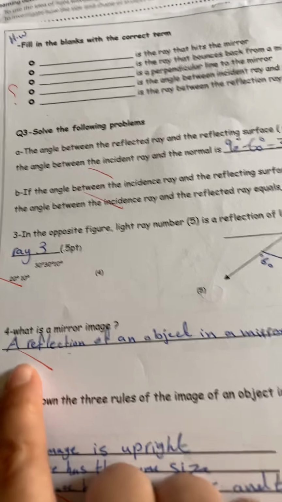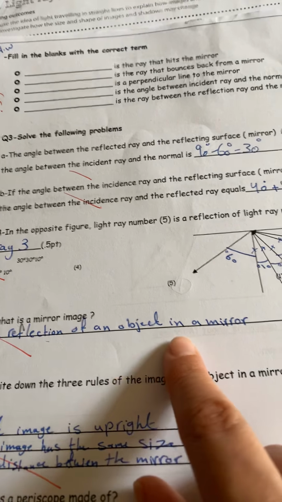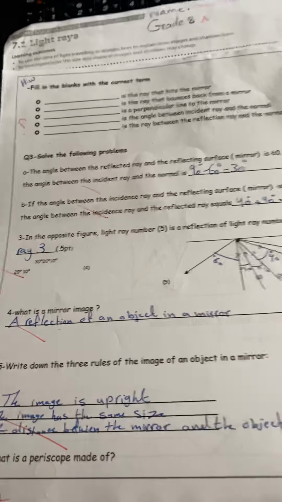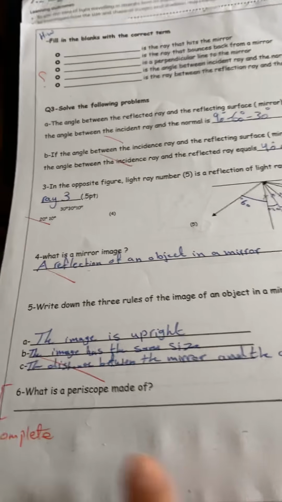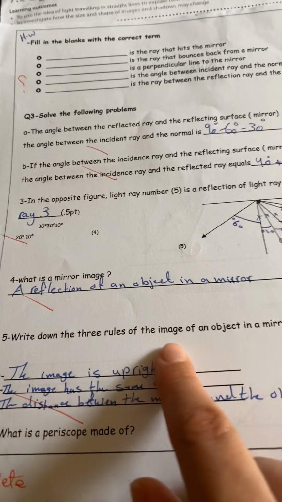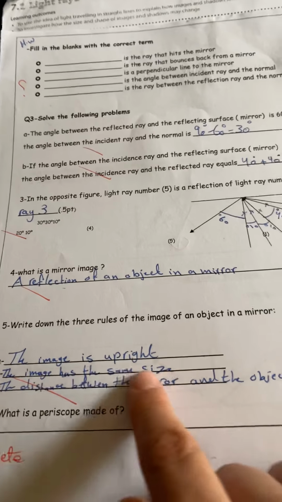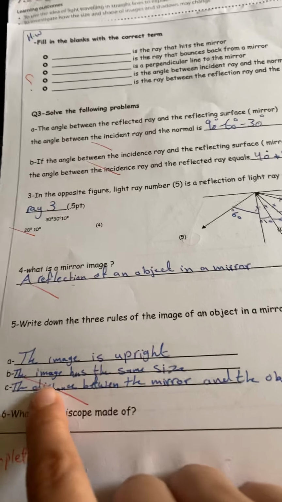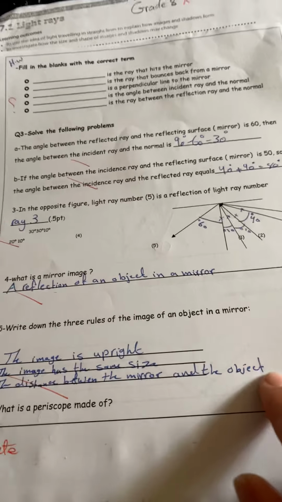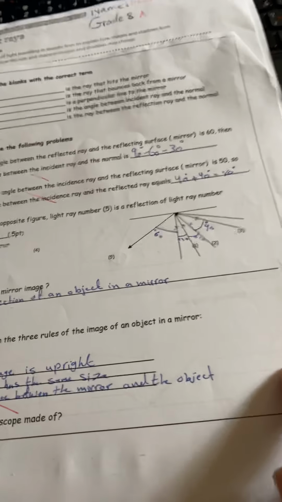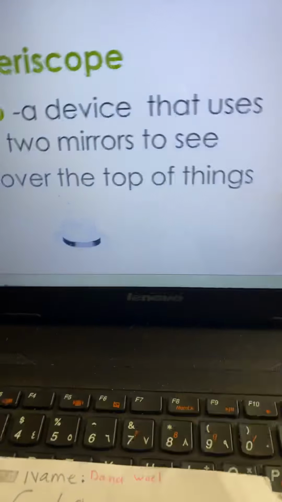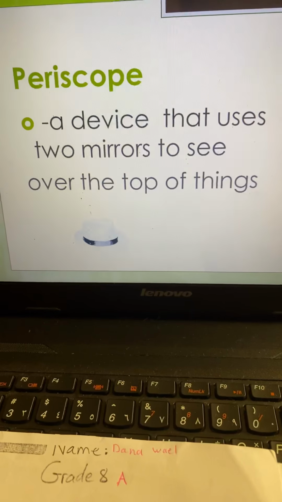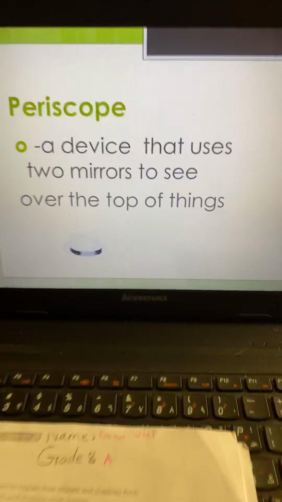What's an image? An image is a reflection of an object in a mirror. Now, if you want these answers, just stop the video and answer them on your worksheet. Write down the 3 rules of an image of an object in a mirror. The image is upright. The image has the same size of the object. The distance between the mirror and the object equals the distance between the mirror and the image. Okay, what's a periscope? This is a periscope, a device that uses 2 mirrors to see over the top of things.